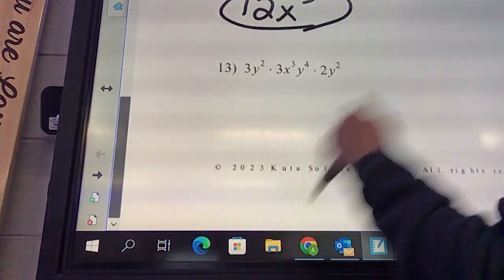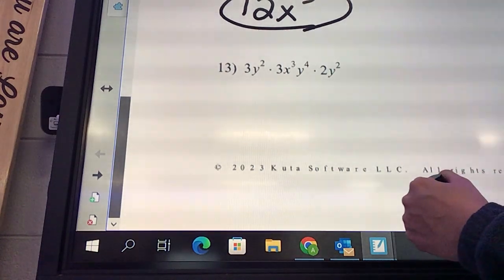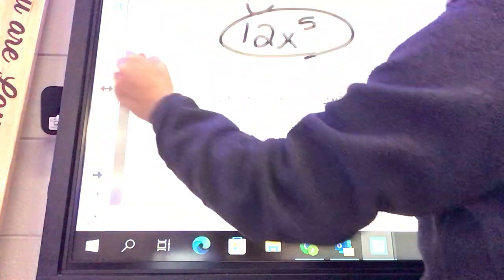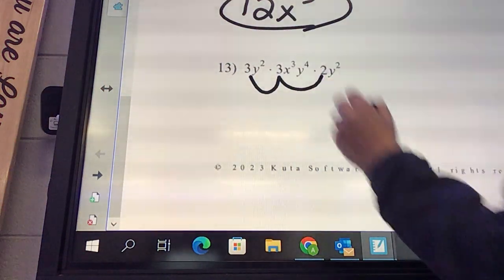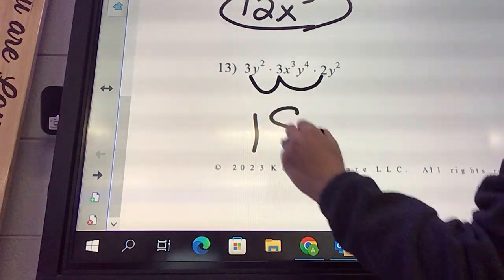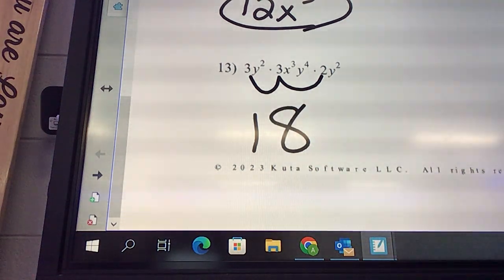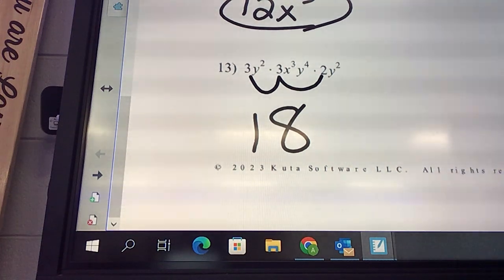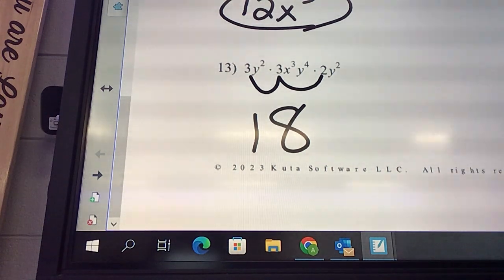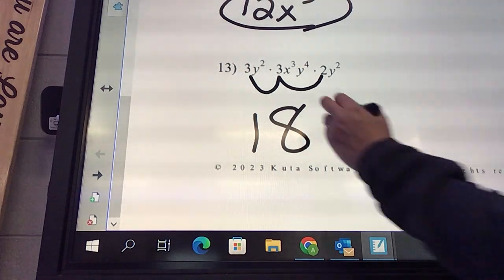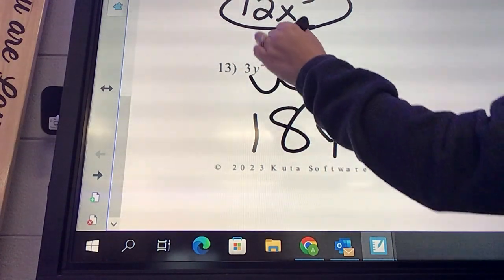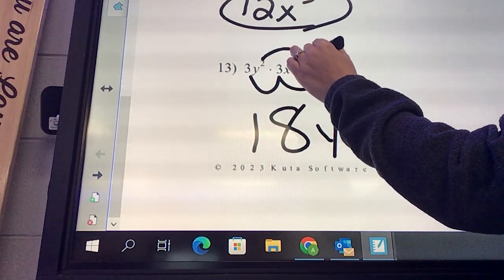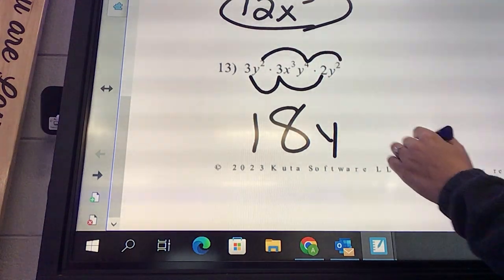Okay, 13. 3 times 3 is going to be 9 times 2. 18. Okay, and then it doesn't matter if you do the x's first or the y's first. However, y's go with y's, x's go with x's. Okay, so because this is one's first, I'm going to do the y. So I got 2 plus 4. 6 plus 2, 8.